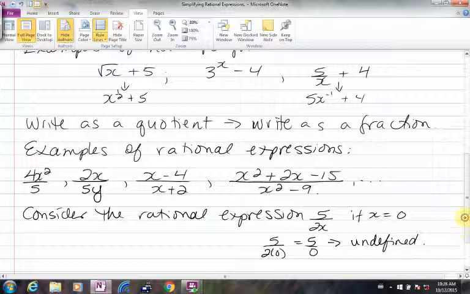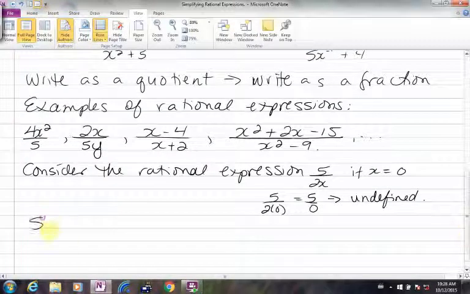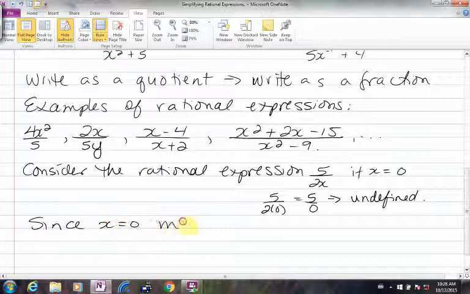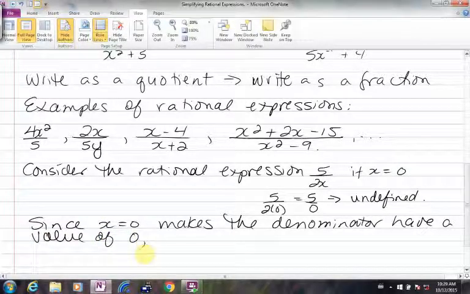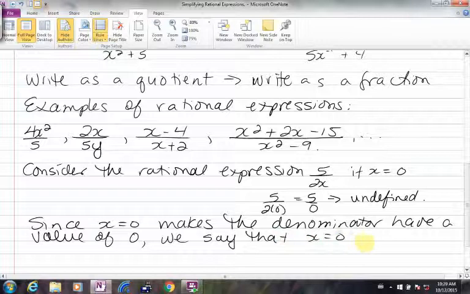So let's, I'm going to write this down first. So since x equals 0 makes the denominator have a value of 0, we say that x equals 0 is a non-permissible value.